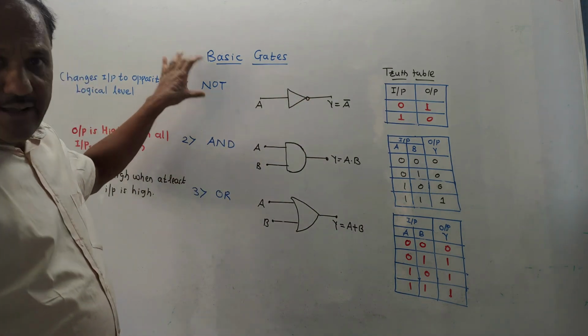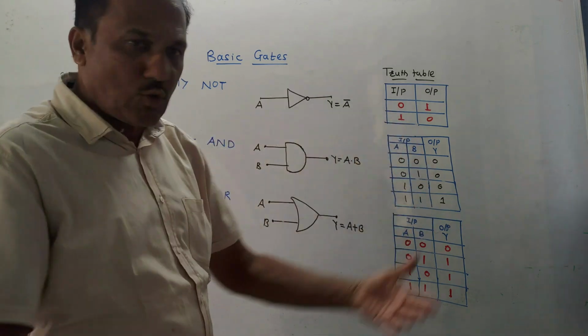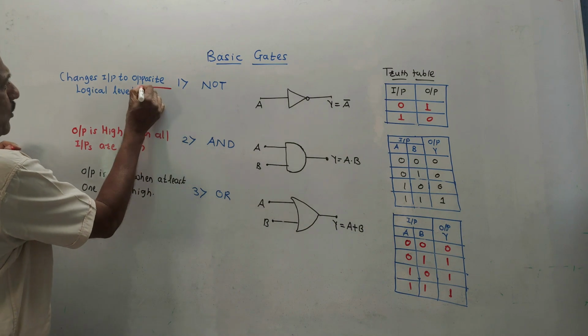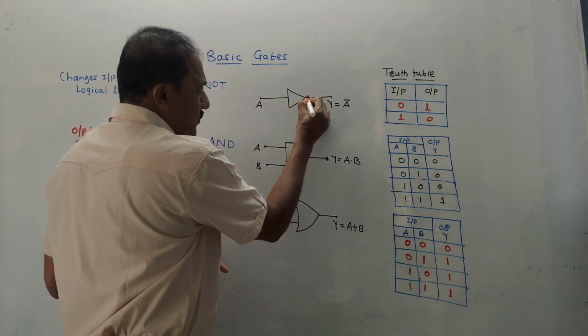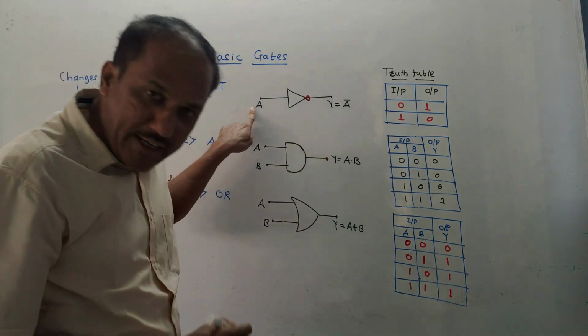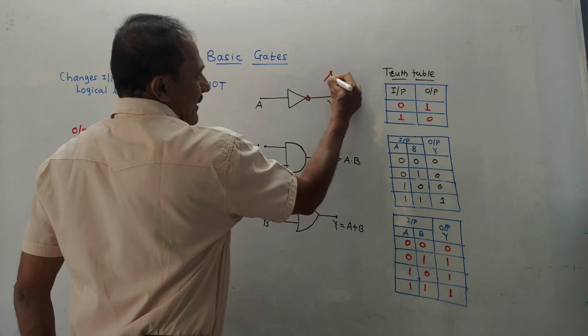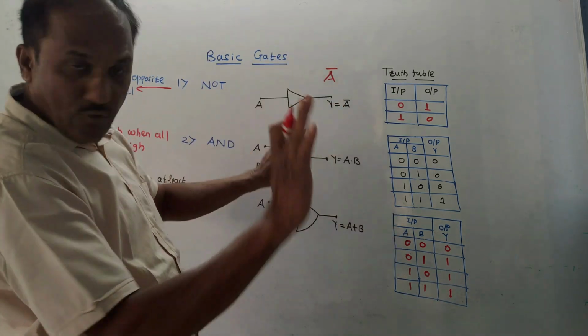First is the NOT gate. As the name indicates, it is not operation, means it performs reverse of operation. So it changes input to the opposite logical level. So do remember this symbol. This bubble stands for inverting. So if applied input is A, output is A complement. This A bar is also known as A complement. Complement means opposite. So very simple.